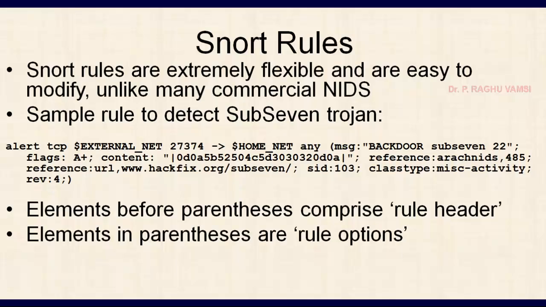And if you have made any modification, you can mention the version of the revision, 2, 3, 4 like that, based upon the number of modifications you make. So the rule is very simple. First one is alert TCP. That is, whenever a TCP packet is received from the external network, from some port, to the internal network to any port, and within the bracket you can write whatever you want.